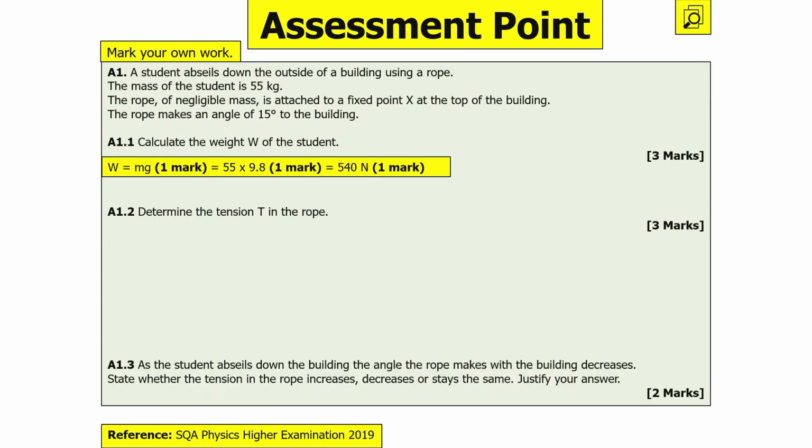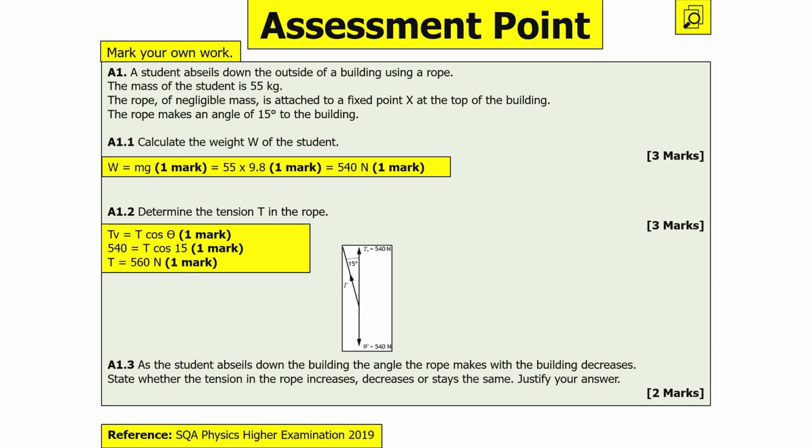Okay, we know that weight is mass times the gravitational field strength. So it's 55 times 9.8, which is 540 newtons. We can see from the diagram that the vertical value of tension is going to be T cos theta because the angle is being made with the vertical, not the horizontal. So 540 equals T cos 15. So therefore T equals 560 newtons, as shown in this diagram.